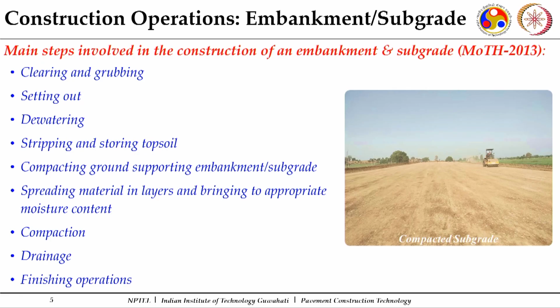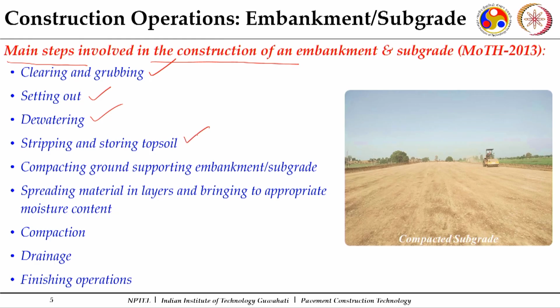Now, let us see what are the steps which are involved when the construction of embankment or the subgrade takes place in the actual field. So, the main steps which can be outlined under this process are, first, cleaning and grubbing. So, we clean the ground over which the road crust has to come up or the road is to be constructed. Setting out, we will discuss each of them in upcoming slides, is the fixing of your center line and the cross sections. Dewatering: if some water is present in that particular area, it needs to be removed.